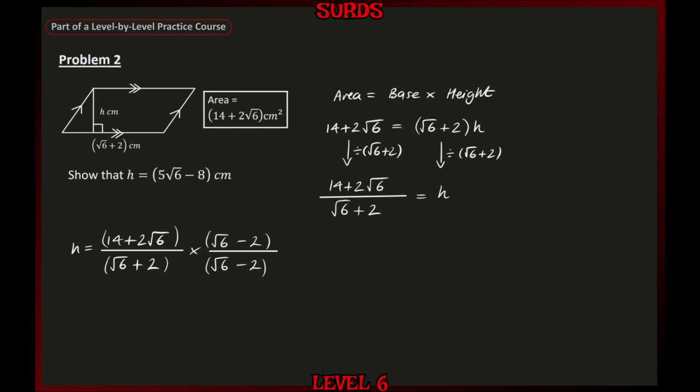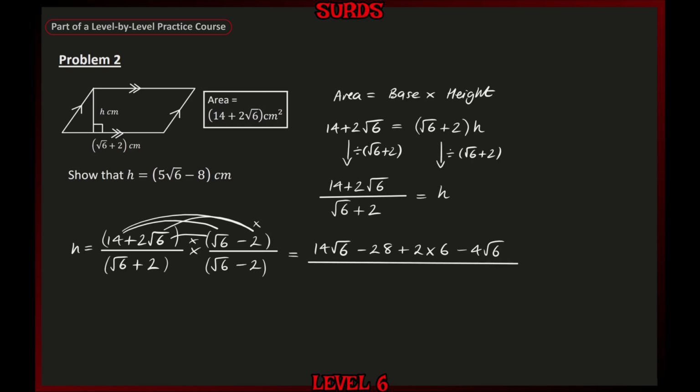So starting with the numerator, we can start with 14 times root 6, which gives us 14 root 6. 14 multiplied by minus 2 is minus 28. Next, we have 2 root 6 multiplied by root 6. This gives us plus 2 times, and root 6 times root 6 is 6. And finally, 2 root 6 times minus 2 gives us minus 4 root 6.